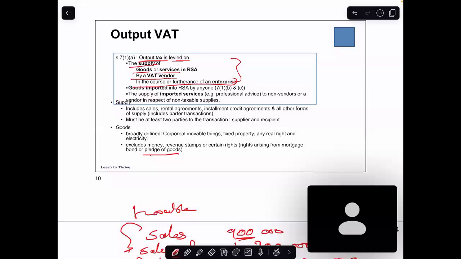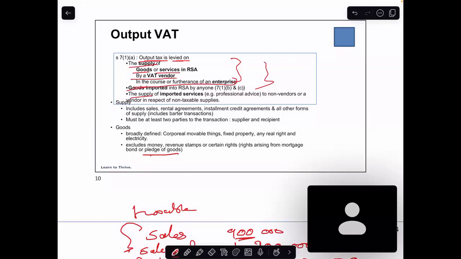Remember, with the VAT, we use what is called the VAT Act. So the VAT Act section 7.1a is saying output tax is levied on the supply of goods or services in South Africa by a registered vendor in the course of furtherance of an enterprise, or goods imported into South Africa, or the supply of imported services. All right, the insurance payout does not fall under this. Are we together then? The insurance payout does not fall under this. So where does it fall?